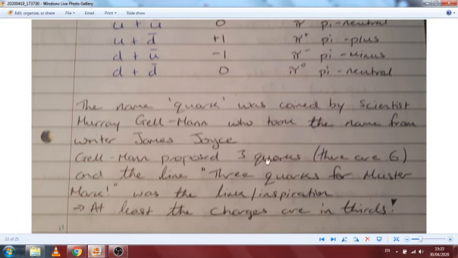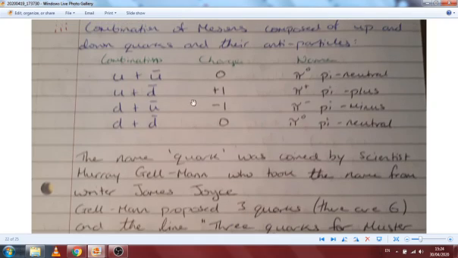Gell-Mann proposed that there were 3 quarks. It turns out there are 6, but that's why quark stuck. The line from Joyce is "Three quarks for Muster Mark." So the fact that there were 3 quarks, Gell-Mann took that name of quark and gave it to them. So that was the inspiration. But if you want to say it, at least the charges are in thirds. If you look these up, the charges of each are in thirds. So the 3 still stands for that.